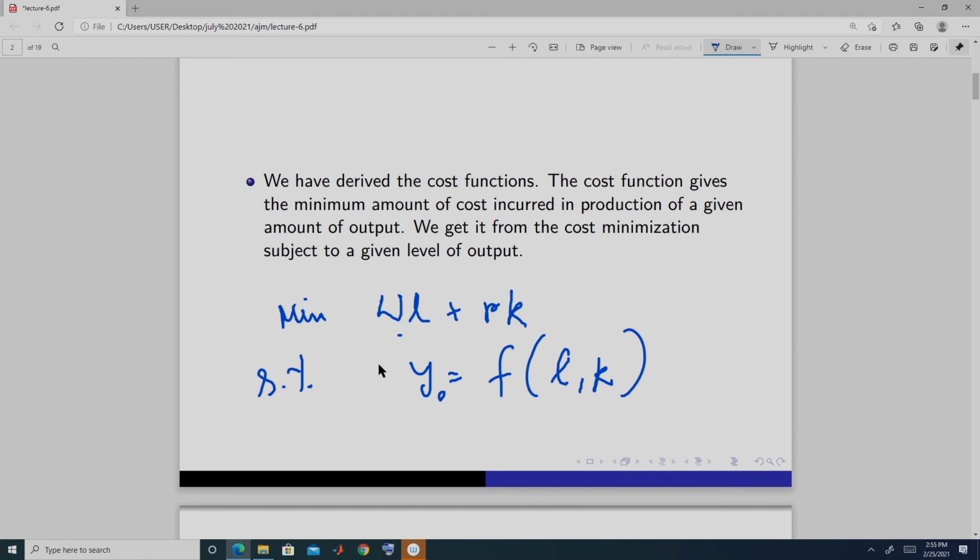Then when we solve this, we get a cost minimum amount of labor and cost minimum amount of capital, and when we plug this into the objective function we got this to be the cost function. We have done that in the last class. So, cost function gives me the minimum amount of cost incurred to produce a fixed amount of output, okay, or a given level of output.